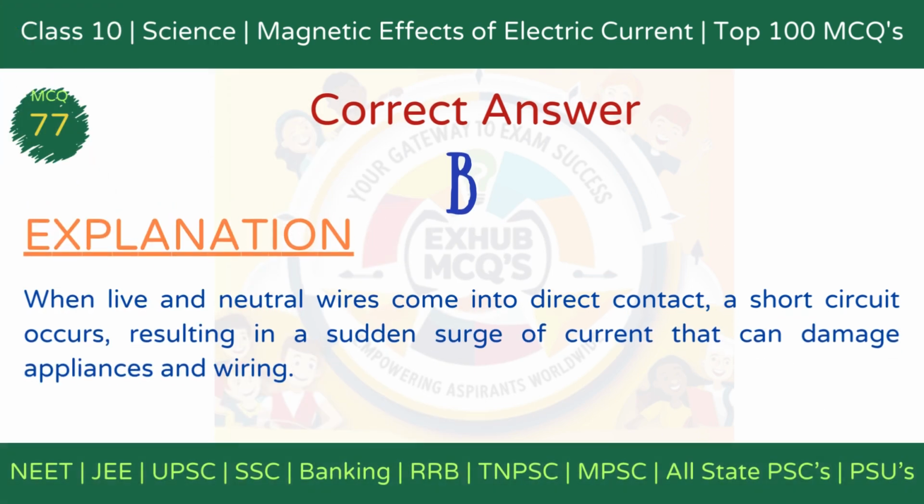The correct answer is option B, a short circuit occurs. Explanation. When live and neutral wires come into direct contact, a short circuit occurs, resulting in a sudden surge of current that can damage appliances and wiring.